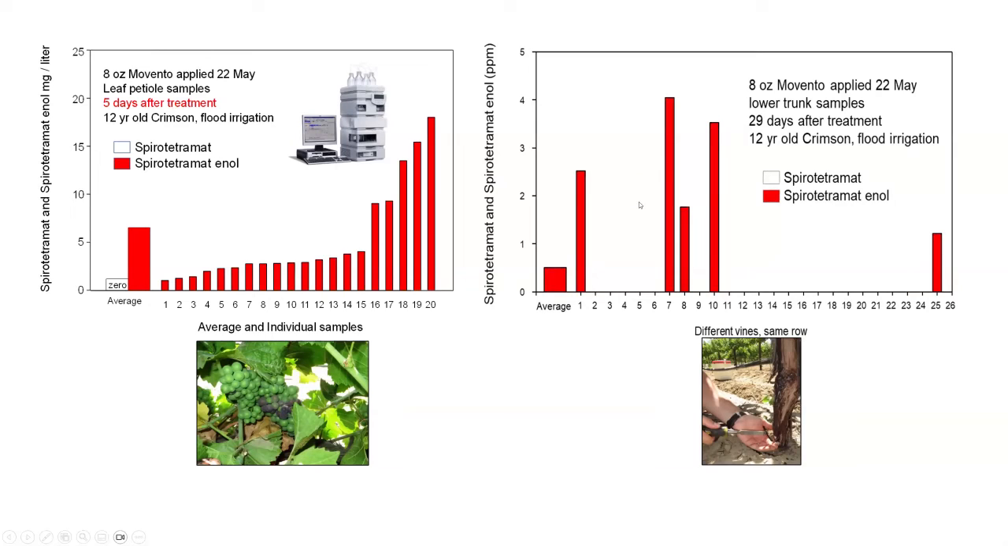We're looking here about 30 days later at trunk samples, and the average is about 0.5 parts per million. So about a 100-fold reduction. What's more important is that in 5 samples out of 25, we're getting spirotetramat enol. In 20 out of 25 samples, we're not getting anything. So on the trunk, it's a hit or miss, and that creates a window, a refuge, where the mealybug can go and feed and not get impacted.